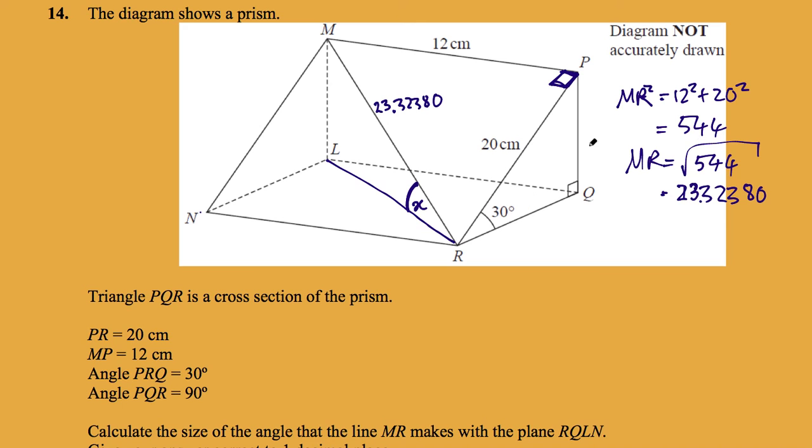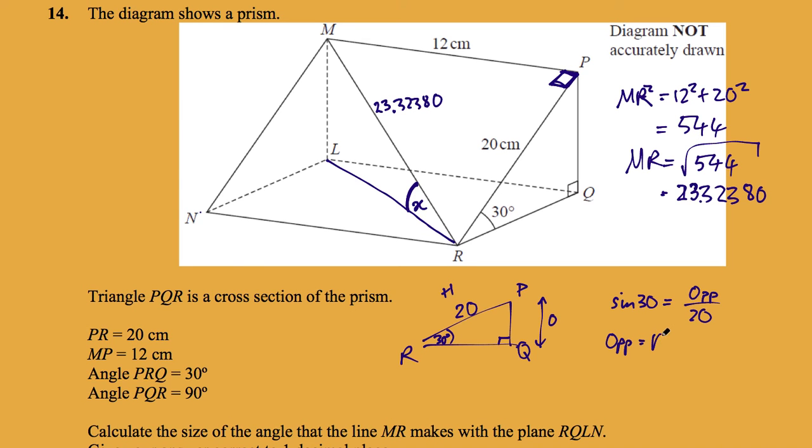PQ, if I look at this triangle here, P, Q, R, 30 degrees and 20, that means I've got a hypotenuse and I've got the angle here, and I'm looking for the opposite side, O. So I've got hypotenuse and opposite, so I'm using sine. Sine 30 equals opposite over hypotenuse. So opposite, which is PQ, is 20 sine 30. Sine 30 is a half, so 20 times a half is 10. So PQ is 10 centimeters, which means that ML is also 10 centimeters, because it's equal to PQ.